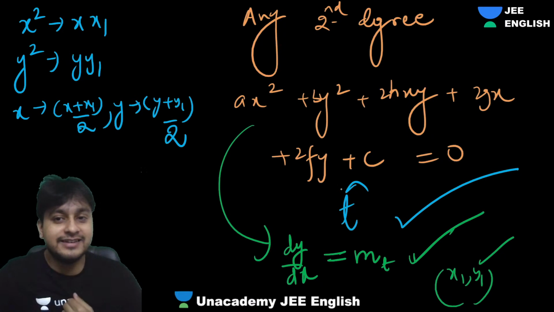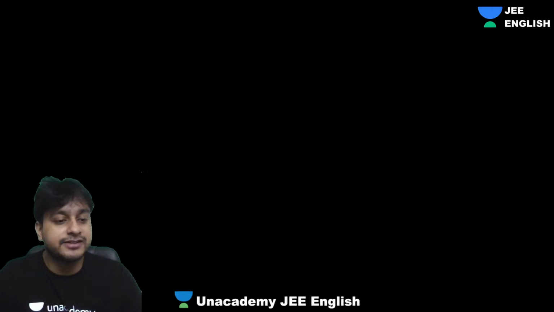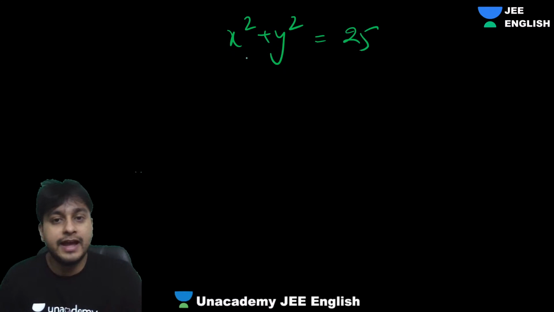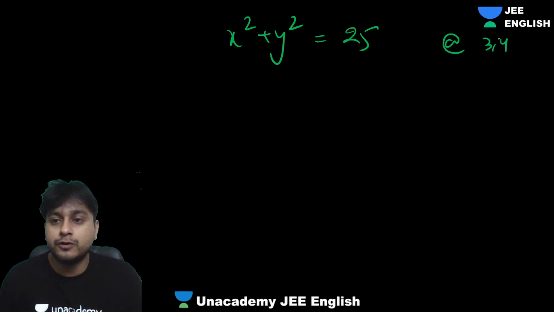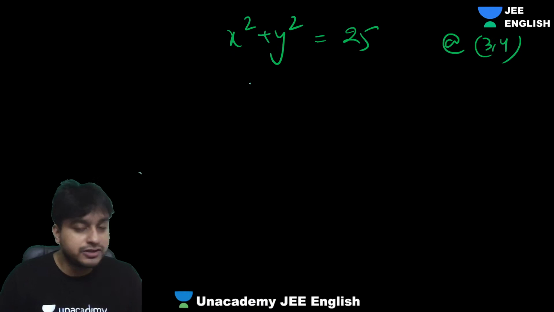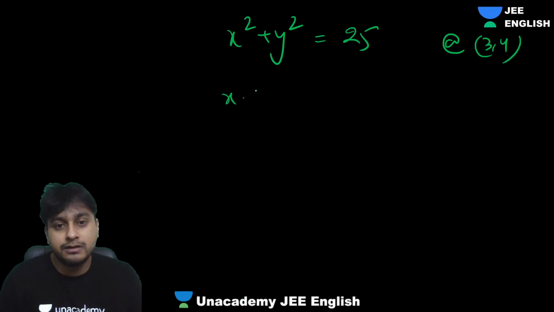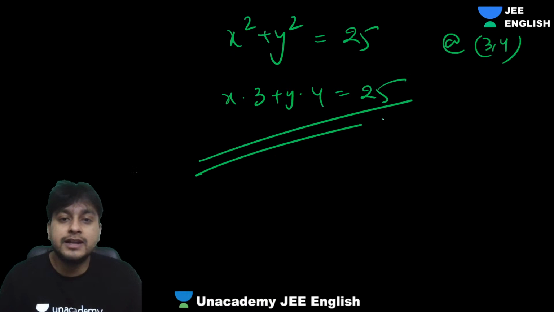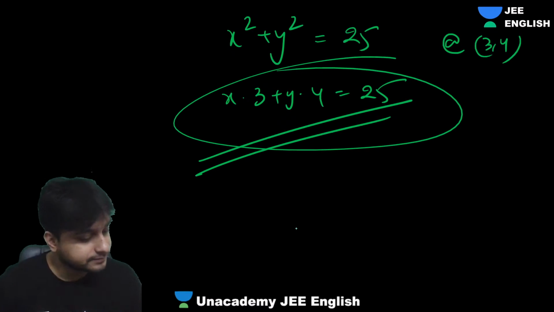Absolutely. Let's suppose somebody asks you to find the equation of the tangent of x square plus y square equals 25 at the point 3, 4. One person will use this logic: x into x1, that is 3, plus y into y1, that is 4, equals 25. So 3x plus 4y equals 25.